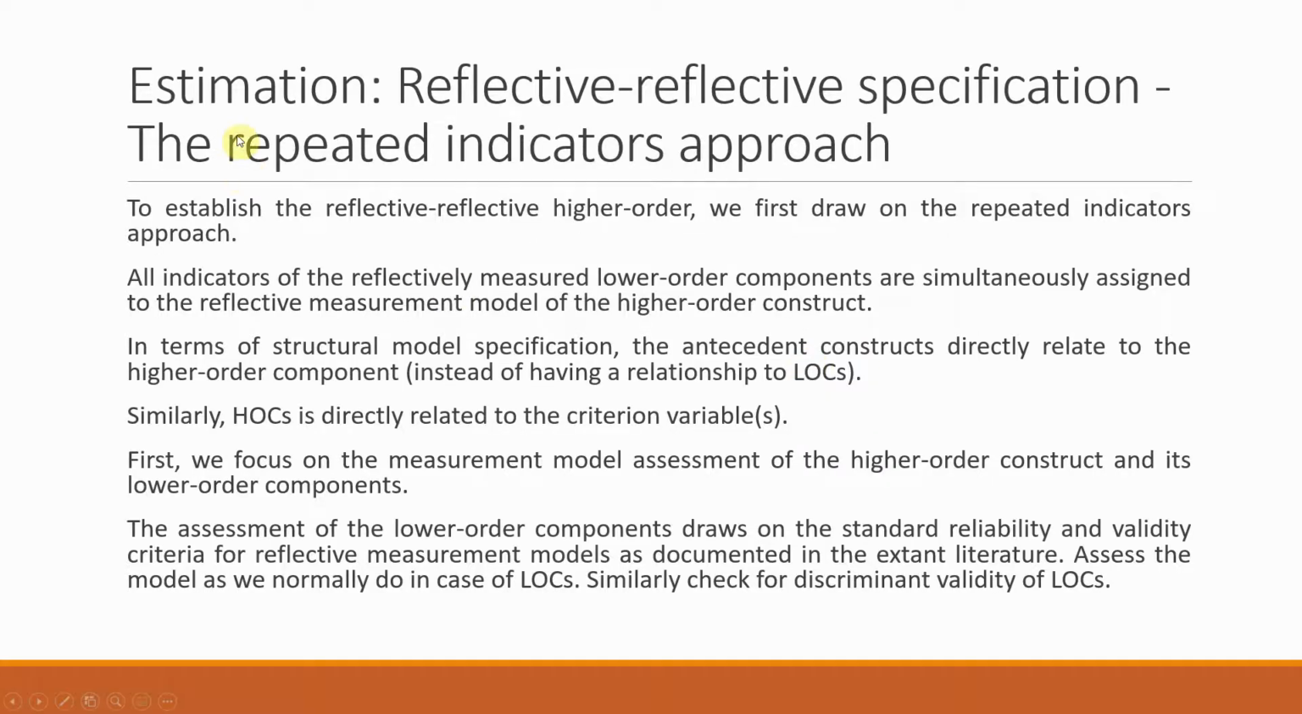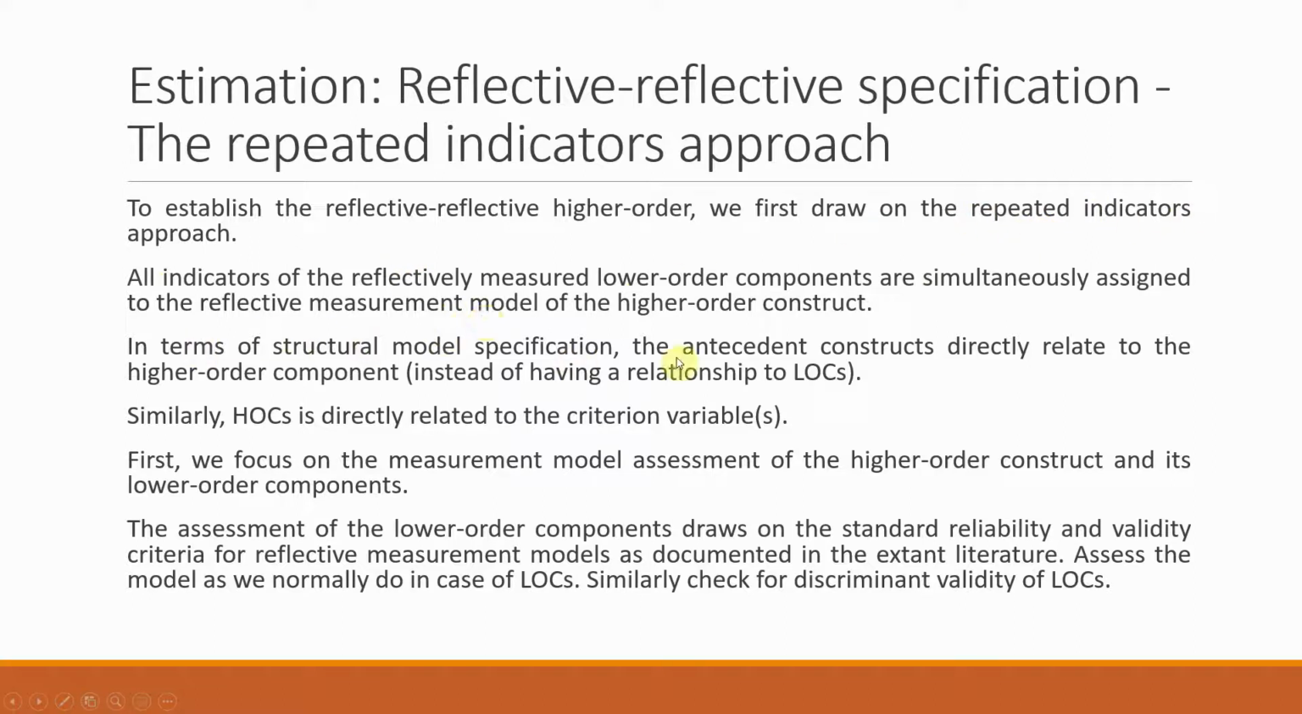Now, estimation. How do we estimate a reflective higher order construct? What we use is the repeated indicators approach. To establish the reflective higher order construct, we first draw on the repeated indicators approach. What do you mean by repeated indicators approach? Repeated indicators mean that the items of the lower order constructs are actually repeated in the higher order construct. How do we do it? We'll be talking in greater detail on this. All indicators of the reflectively measured lower order constructs are simultaneously assigned to the reflective measurement model of the higher order construct. This is what we mean by repeated indicators approach.